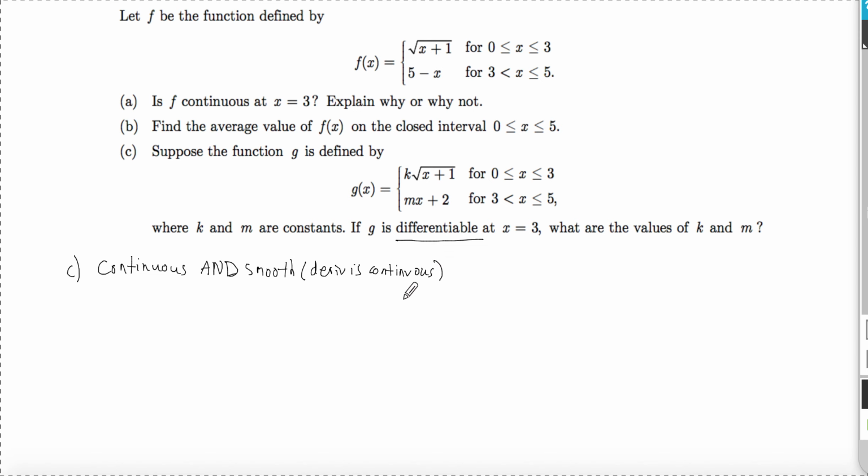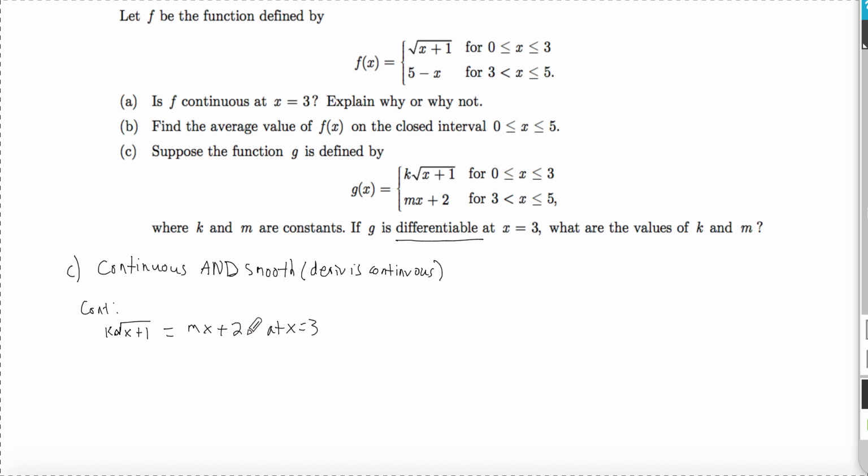All right, so let's do that in this case. Checking continuity is not too bad. We want to find what the values of k and m are, though. Well, if we're going to check continuity, if this is going to be true, then k times the square root of x plus 1 has to be equal to mx plus 2, right? When x is 3.